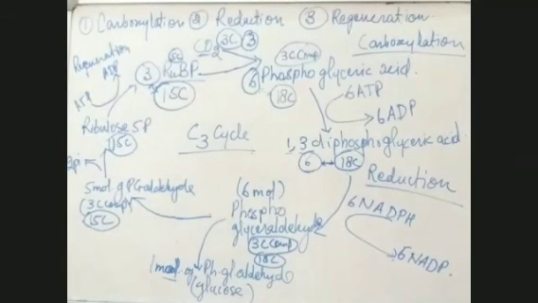If this acceptor will not be there, what will happen? CO2 will not get fixed. And when CO2 doesn't get fixed, the process of the C3 cycle will not take place. The process of the dark reaction even will not take place. So it is very important that the acceptor should be there. If this acceptor will not be there, the CO2 will not be accepted and the dark reaction will not be accomplished.